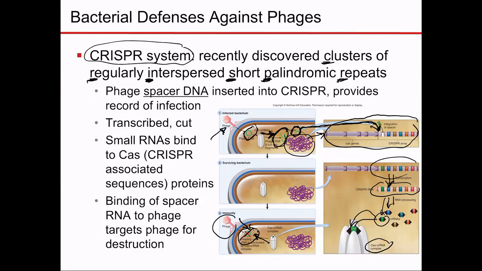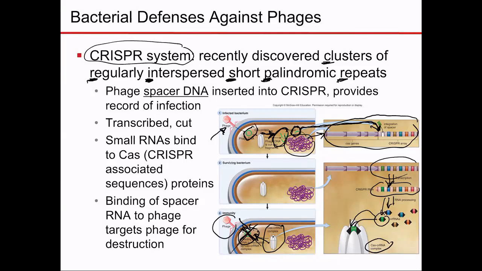And after that is identified, then now this RNA harboring the spacer sequence will help the Cas proteins recognize and cut the foreign DNA to destroy it before the virus can replicate in the cell. This is what we call the CRISPR system.